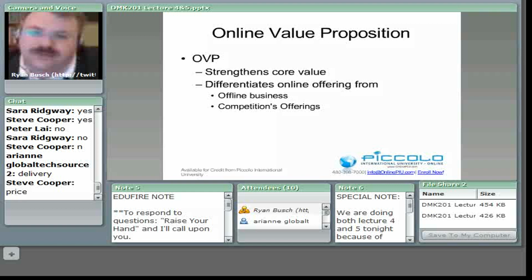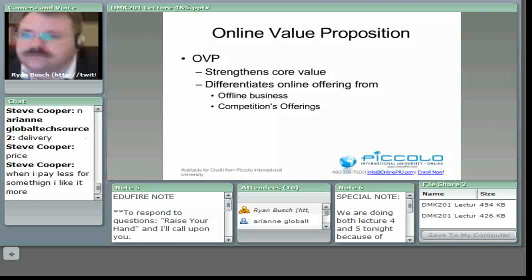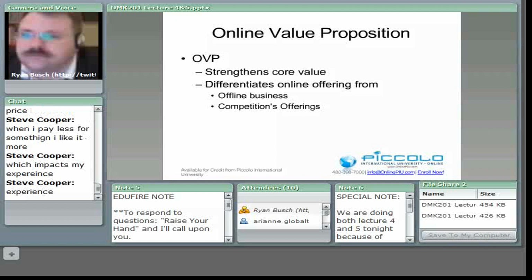I noticed that, Steve, you mentioned price. Can you give me an example of what you're thinking about when you mention price, Steve? So how would price be an online value proposition that differentiates or strengthens core value? When you pay less for something, you like it more. Which impacts your experience. Absolutely.